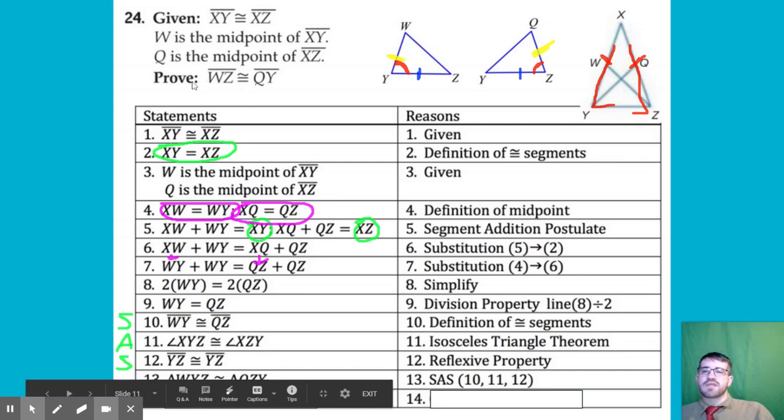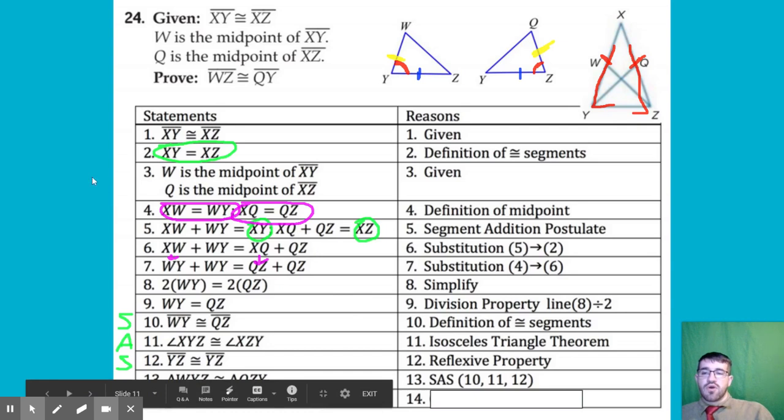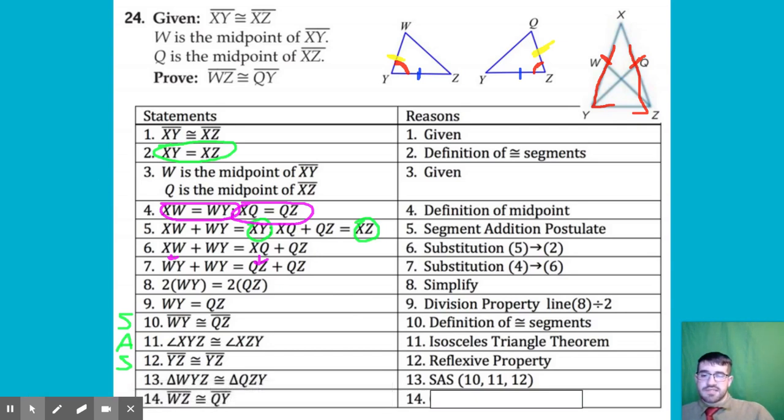But we're not quite done because we wanted to prove that WZ is congruent to QY. But because the triangles are congruent, we know that corresponding parts of congruent triangles are congruent. So WZ is congruent to QY by CPCTC. And that's it for problem 24.